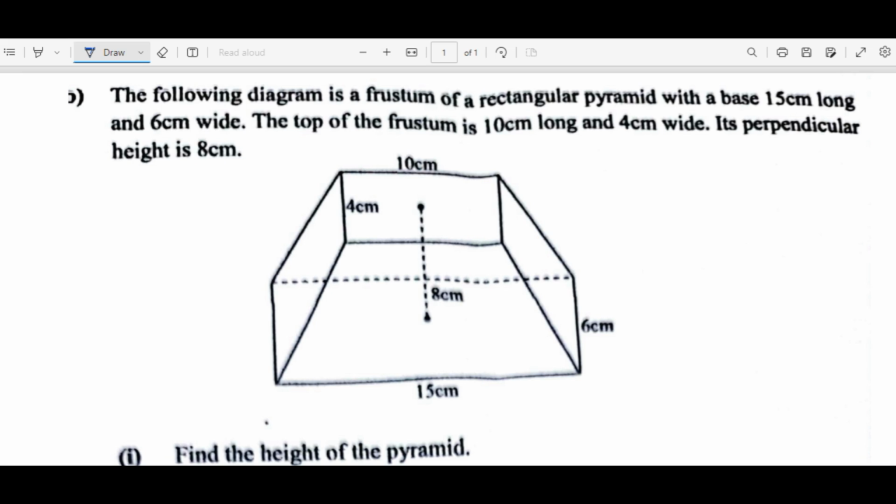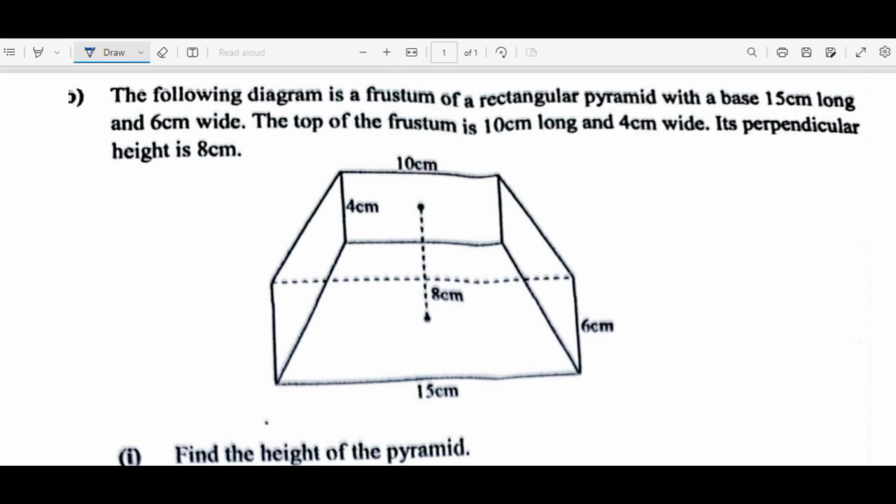Now the question reads, the following diagram is a frustum model, a rectangular pyramid with a base 15 cm long and 6 cm wide. The top of the frustum is 10 centimeters long and 4 centimeters wide. Its perpendicular height is 8 centimeters. Find the height of the pyramid. So this is our Roman number 1 question.